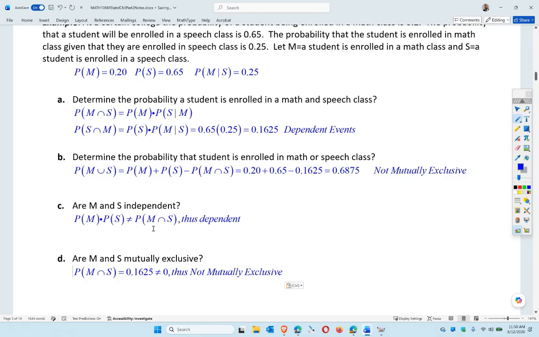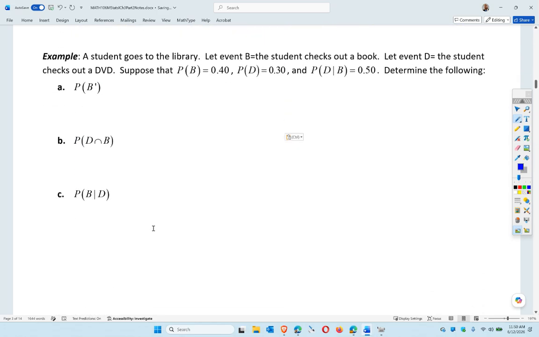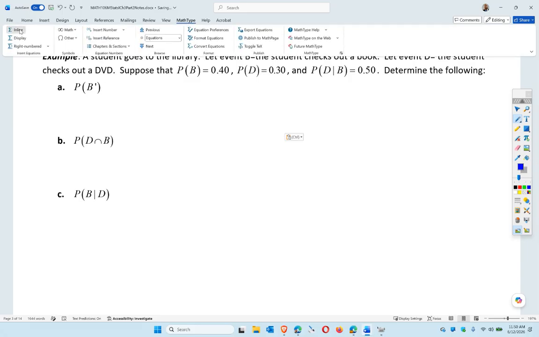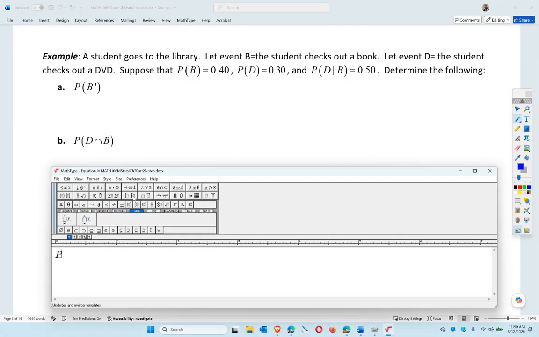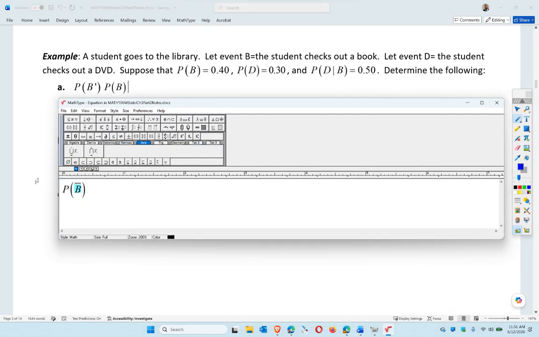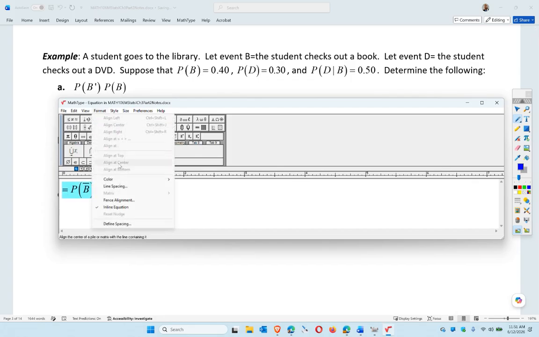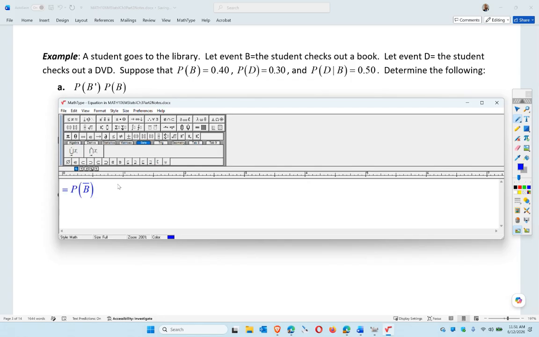Okay, let's try a different problem here. So let's say we go to the library and you can take out a book or a DVD, and the following probabilities are given, which is a conditional here. So I want the probability of not B, essentially, is what it's asking. So the probability of B-not, the other way of writing it is like this, with the bar above it. Put an equals there. Format, color, blue. There we go. So if B is 40, then not B is clearly 60, correct?